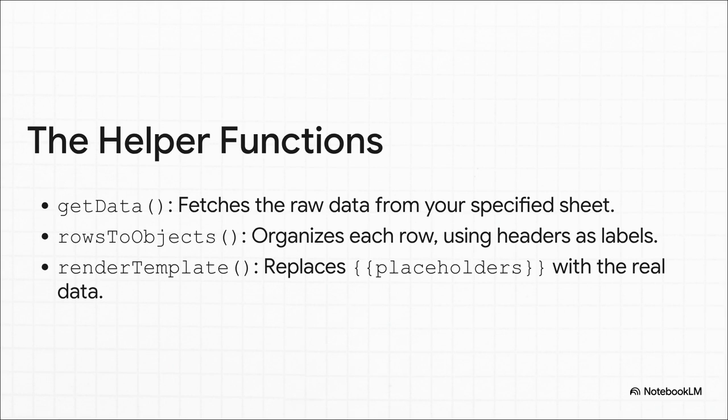And supporting our conductor are a few key specialists, our helper functions. The main sendEmails function calls them in order. First up, getData does exactly what it sounds like. It just fetches all the raw data. Then, rowsToObjects comes in and does something really clever. It packages up each row using those column headers as labels. And finally, you've got renderTemplate, which is the real workhorse. It takes the template and one person's data, finds all those placeholders, and swaps in the correct information.